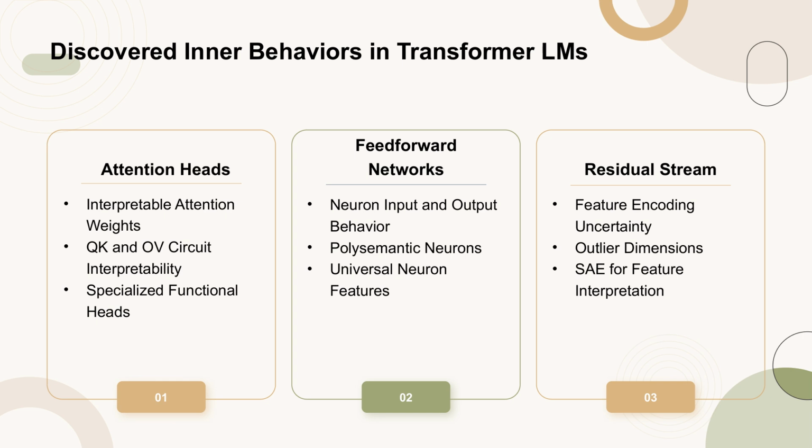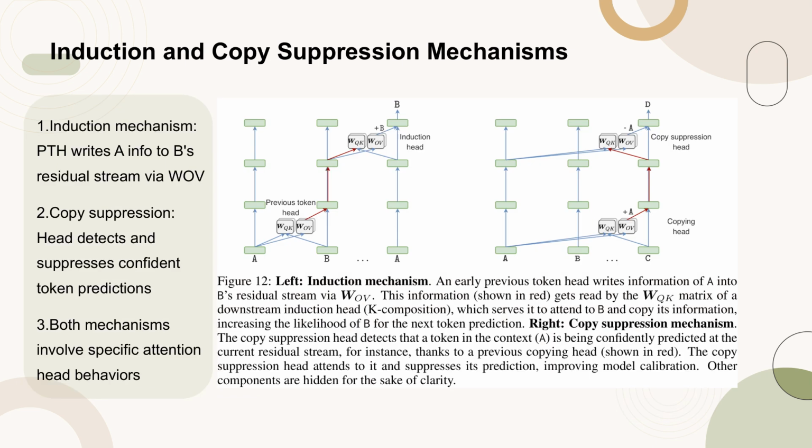These insights collectively enhance our understanding of the internal mechanisms driving transformer LMs. Figure 12 illustrates two key mechanisms within transformer LMs, the induction mechanism and the copy suppression mechanism. On the left, the induction mechanism shows how an early previous token head, PTH, writes information from token A into the residual stream of token B using the WOV matrix. This information is then read by a downstream induction head's WQK matrix, which attends to B and increases its likelihood for the next token prediction.